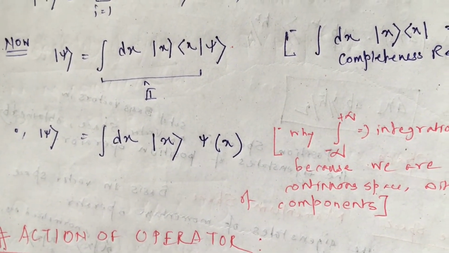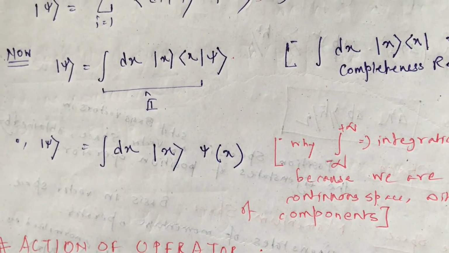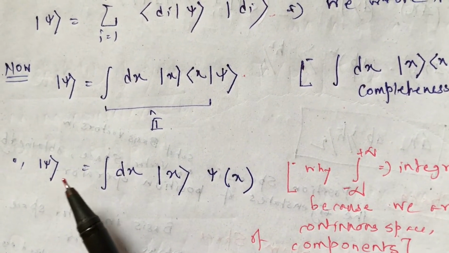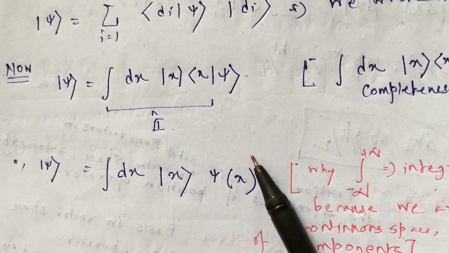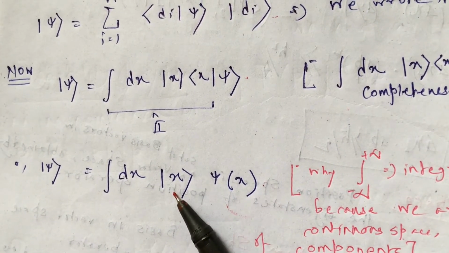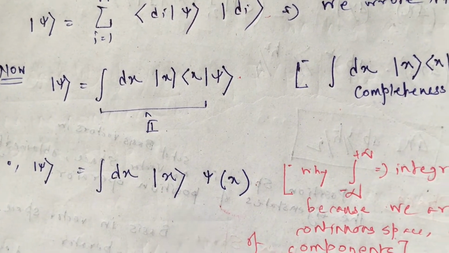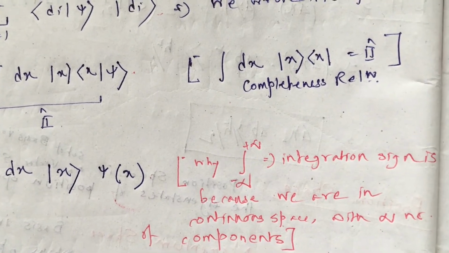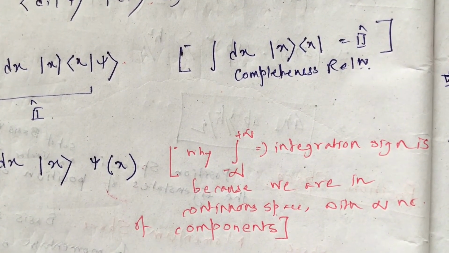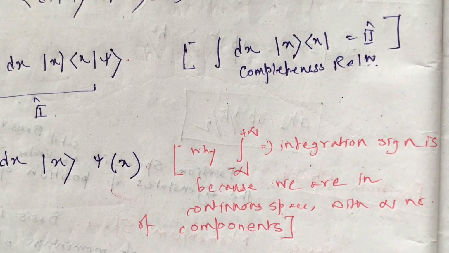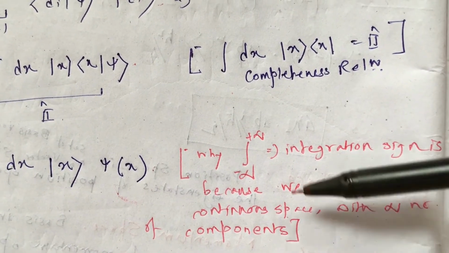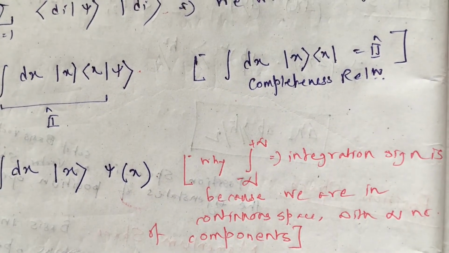So here in position space, in continuous space, an arbitrary state psi is written as the integral of dx, then this complex number psi(x), and the state |x> itself. As I have switched over from discrete to continuous space, I need to make a transformation from the summation to the integration sign. And the integration runs from minus infinity to plus infinity.